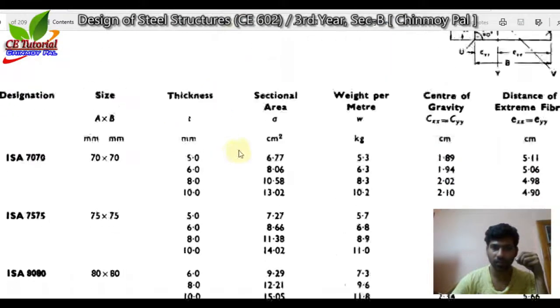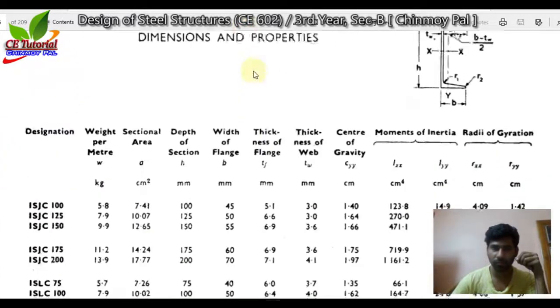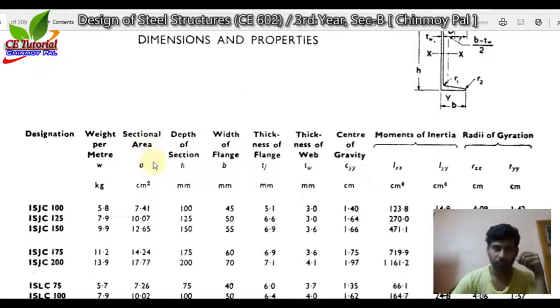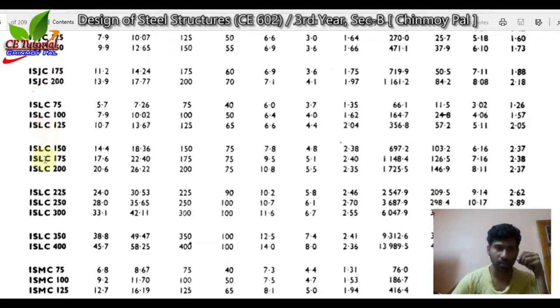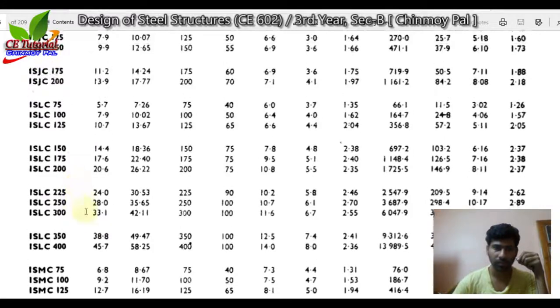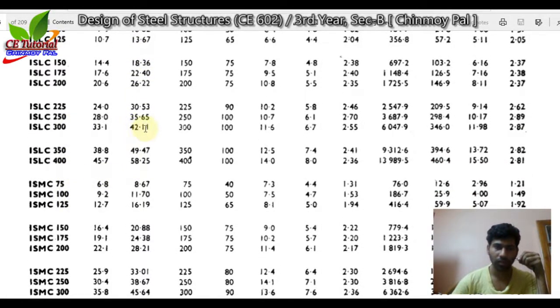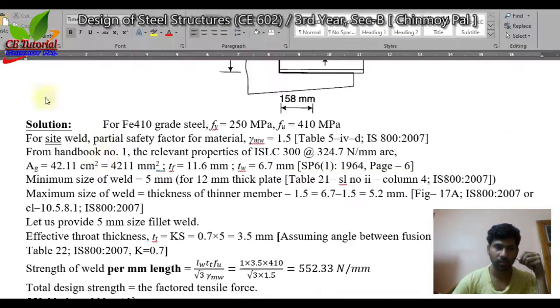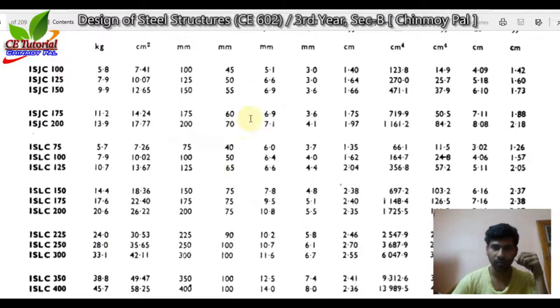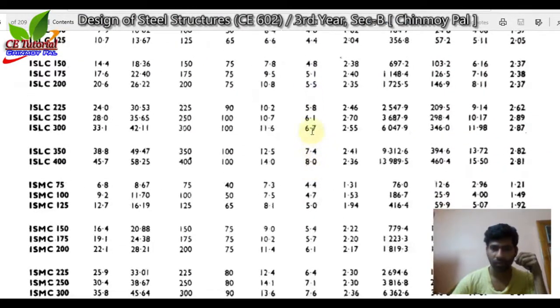Go to page number 6 of rolled steel channel. Okay, ISLC 300, this one. ISLC 300, AG is equal to sectional area, 42.11 centimeter square, so 4211 millimeter square. TF is equal to 11.6 millimeter, and TW is equal to 6.7.